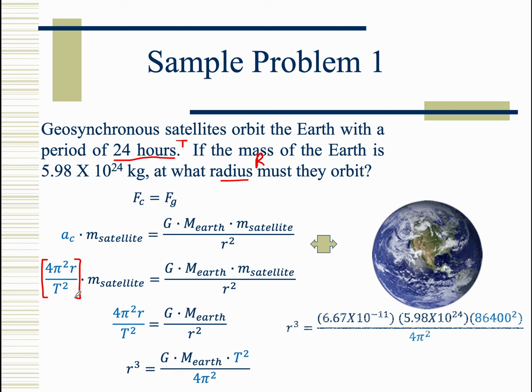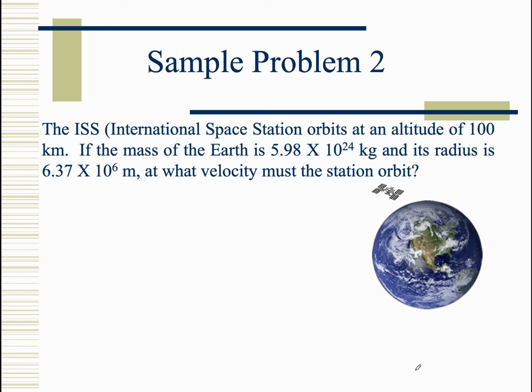Yep. Plugging in the numbers, 1 day is 86,400 seconds, 24 hours. G, mass of the Earth, period squared, all over 4 pi squared. And if you remember to take the cube root, don't forget, you should get that r is equal to about that distance. Which is a fairly substantial distance, not to this scale. It turns out to put a satellite in geosynchronous orbit, it needs to be about 7 Earth diameters away. It's quite a ways away. Or is it radii?